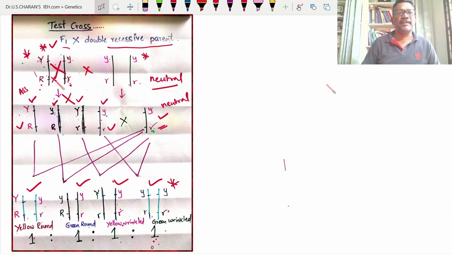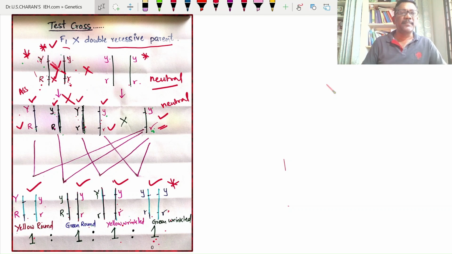This F1 parent is a heterozygous dominant parent. If it is the heterozygous dominant parent, what is its genotype? That is to be tested. So this F1 dihybrid is test crossed with the double recessive parent. The double recessive parent is very important to know the allelic pattern of the F1 parent.